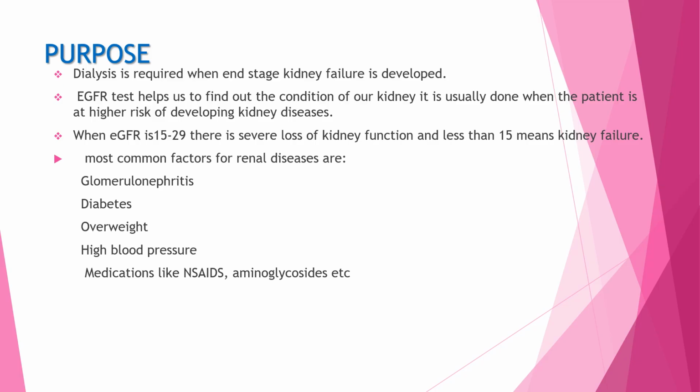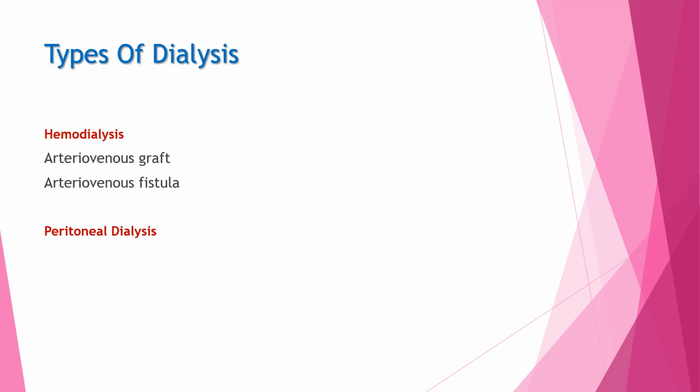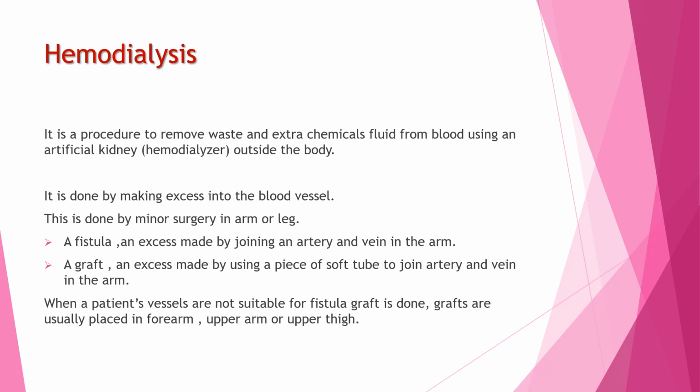The most common factors for renal disease are given below. These are glomerulonephritis, diabetes, being overweight, high blood pressure, and medications like NSAIDs and aminoglycosides. Types of dialysis: hemodialysis, with an arteriovenous graft or arteriovenous fistula, and the next one is peritoneal dialysis.